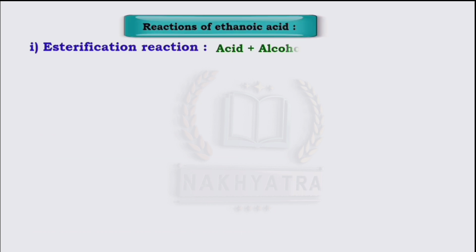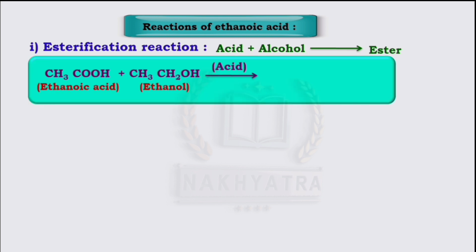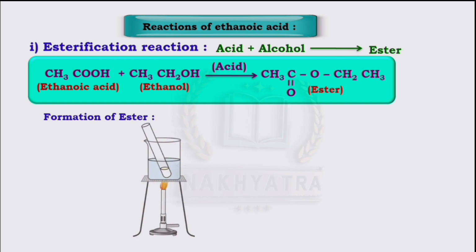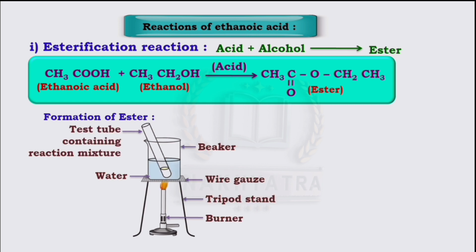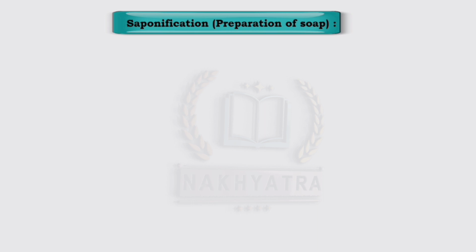First, esterification reactions. So esterification is the process of combining an organic acid with an alcohol to form ester. So see the reaction here. We can see that ethanoic acid is an acid and the alcohol here is ethanol. So it gets converted to ester. Okay, now see the formation of ester. Here the test tube containing the reaction mixture is heated inside a beaker containing water. So this is the formation of ester. Alright. So our next topic is saponification. It usually refers to the preparation of soap.